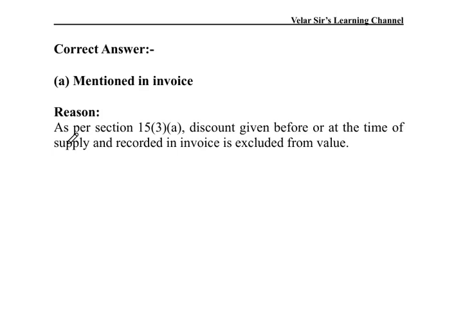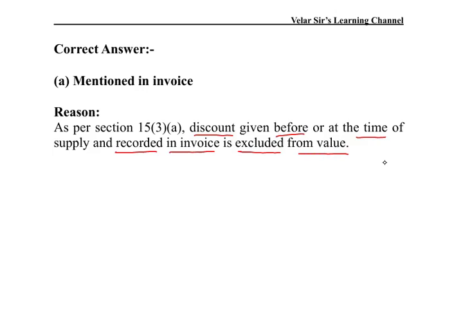Reason also given, as per section 15 subsection 3 clause A, discount given before or at the time of supply. Okay, discount which is given before or at the time of supply and recorded in the invoice, if it is recorded in the invoice, will be excluded from the value of supply. That is the correct explanation or reason for this MCQ.